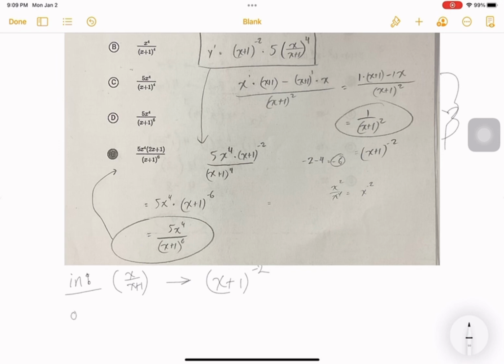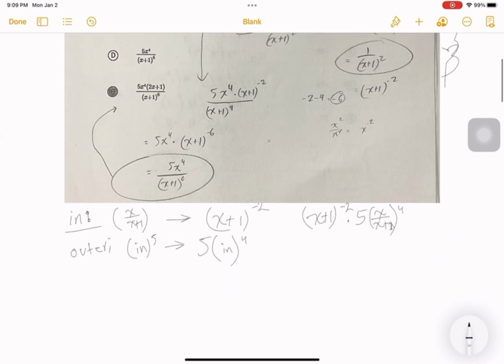And now the outer function is going to be the inner function to the 5th power. And the derivative of that we can find by just doing the power rule. So now the actual derivative becomes x plus 1 to the negative 2 times 5 times the inner function, which is x over x plus 1. Sorry, that's to the 4th power, because of the power rule.